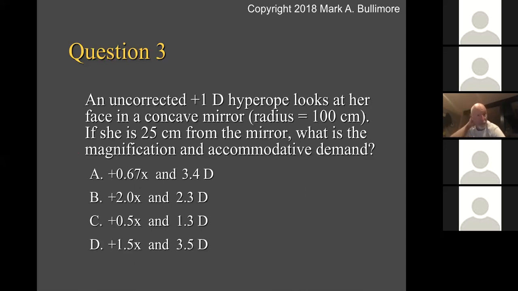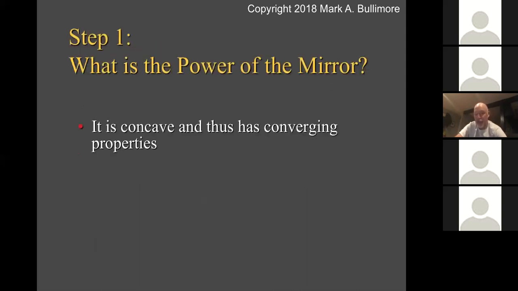So I've got an uncorrected 1 diopter hyperope. They're looking at their face in a concave mirror with a radius of 100 centimeters. She's 25 centimeters from the mirror. What's the magnification and what's the accommodative demand? Okay, so there's a number of steps. Each in themselves will be a really good problem.